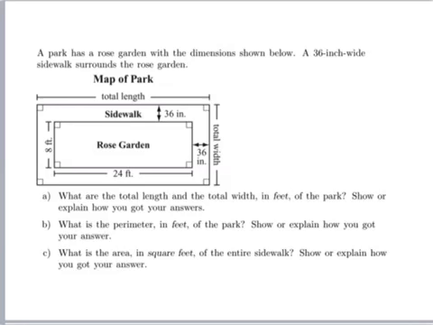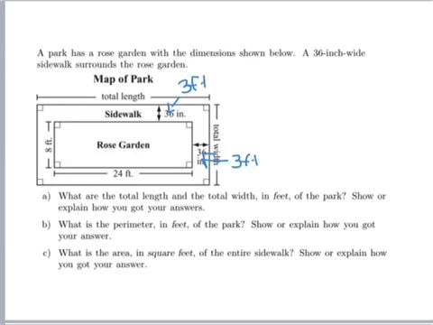In our next problem, we have multiple steps here. So the first thing is, what's the total length and total width of the park? So you've got a garden, and they've added a 36-inch walkway all the way around it, or a sidewalk. Well, I'm going to need to change that to feet because everything else is measured in feet. So luckily, 36 inches is 3 feet.